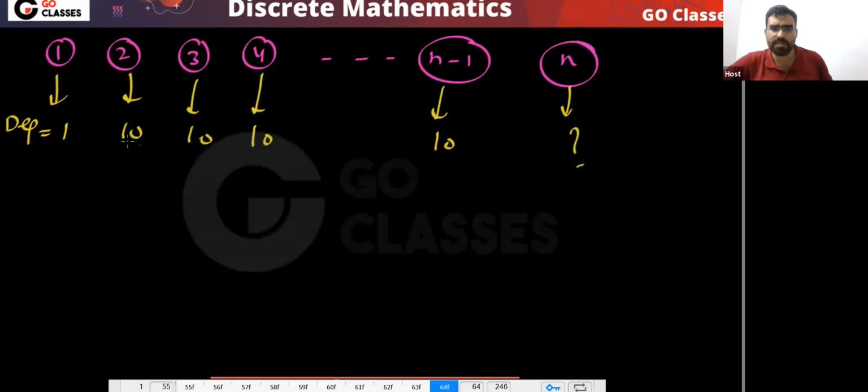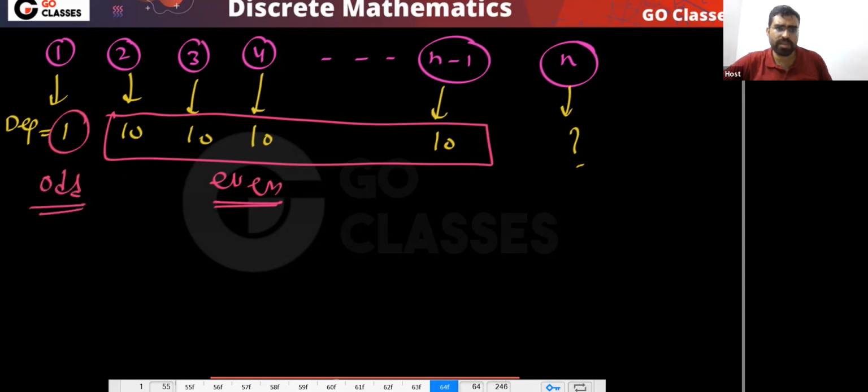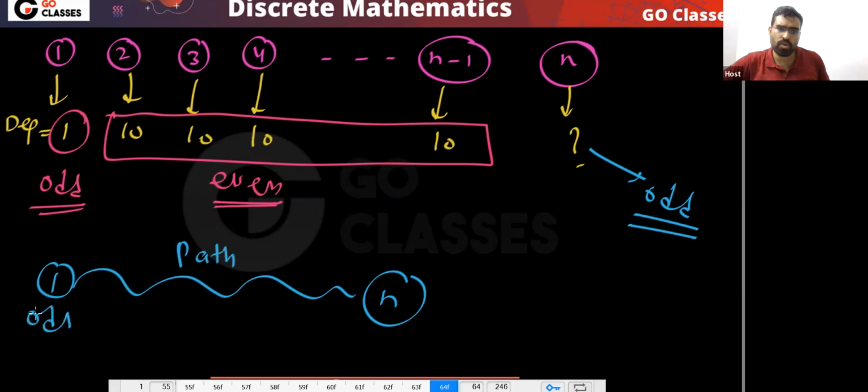So the idea is very simple. All of them are even, and this is the odd degree vertex. So definitely from this vertex there must be a path. First of all, definitely this n must be odd, and there must be a path. So this is odd.